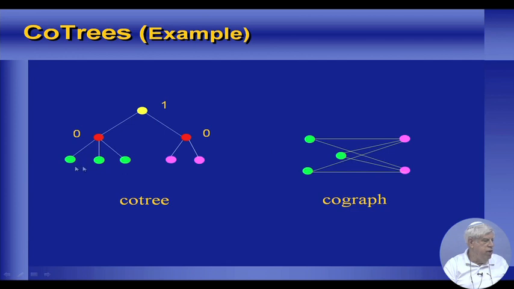Well, here I have 3 independent vertices with a 0 node. That means I take the disjoint union of these 3 greens. Here are the 3 greens, and I take their disjoint union. That is the left side. I have 2 pink ones. I have a 0 above it, so that's also the disjoint union. And now, above that, I have a 1, meaning I take this subgraph and the other subgraph, and I join them with all possible edges between the 2 sides. Just this very shallow CoTree already gives you complete bipartite graphs.